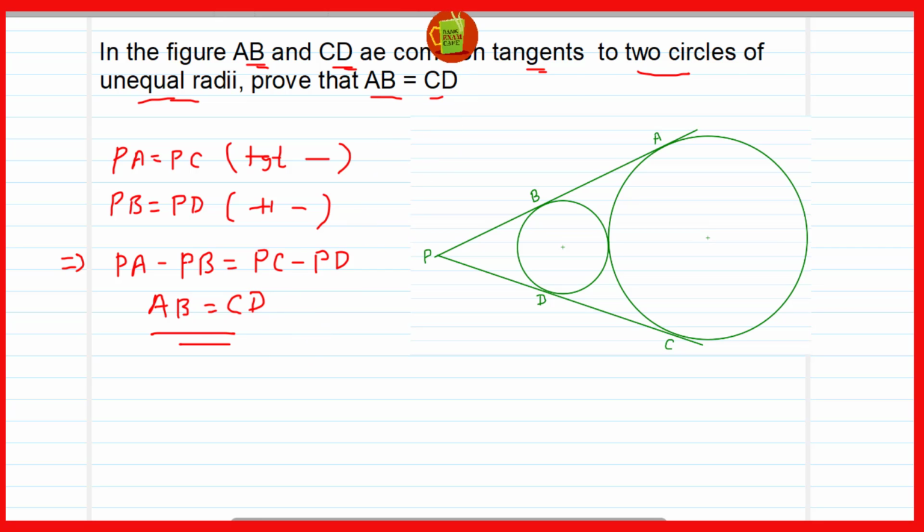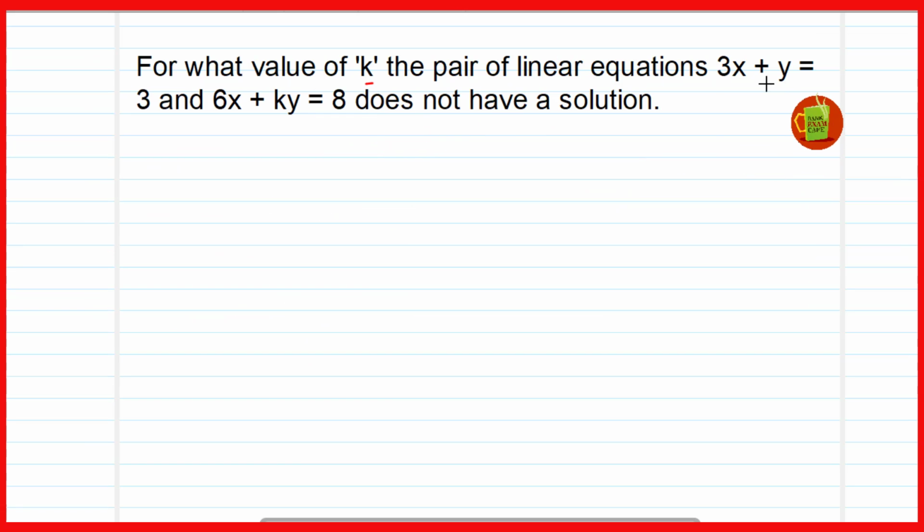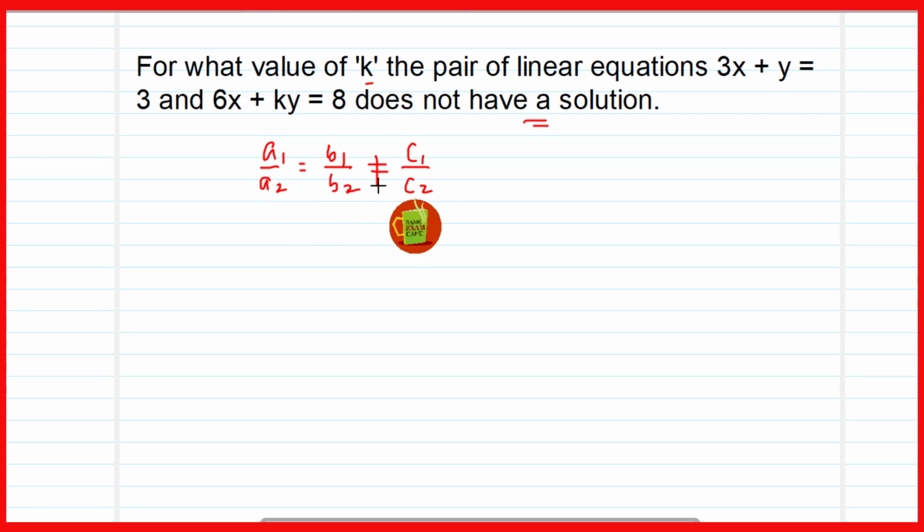For what value of k does the pair of linear equations 3x plus y is equal to 3 and 6x plus ky is equal to 8 not have a solution? Friends, the condition for no solution is a1 upon a2 is equal to b1 upon b2 is not equal to c1 upon c2. So here the condition for no solution is a1 upon a2 ratio is equal to b1 upon b2 ratio is not equal to c1 upon c2 ratio.